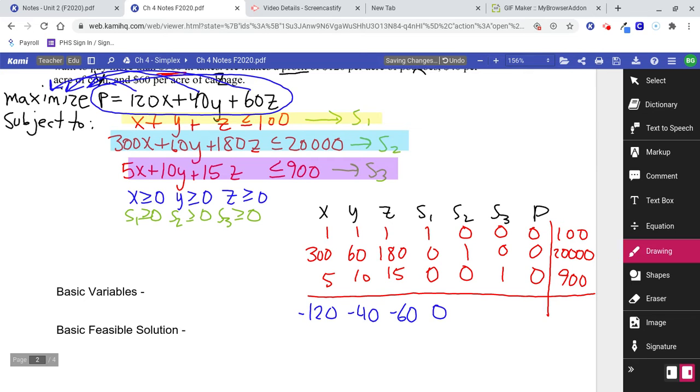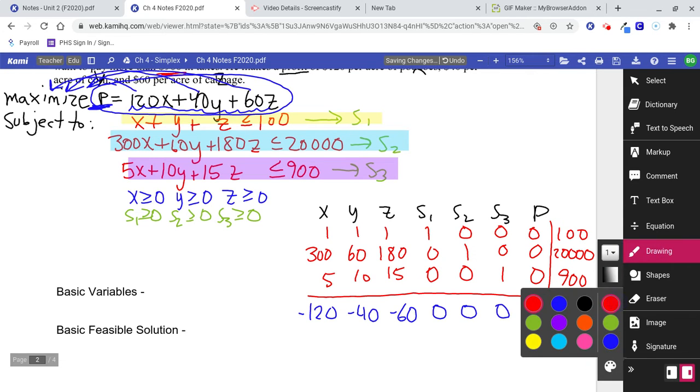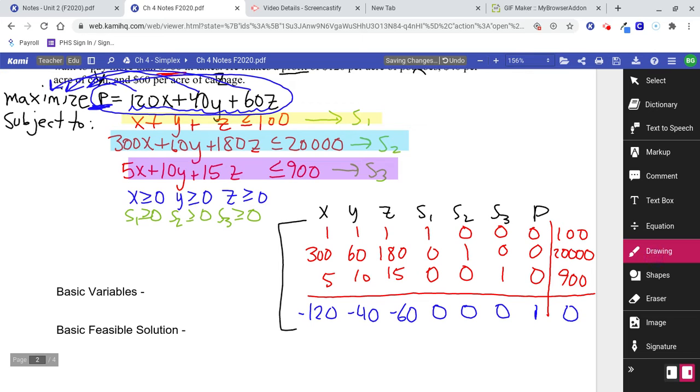I didn't need any slack variables because it was already an equation. And don't forget that there was a p in there. A lot of times students will forget about that p, but there's a p. And also, if you've subtracted everything out of there to clear it out, it's going to equal 0. So there is your initial Simplex Tableau. Okay, we good?